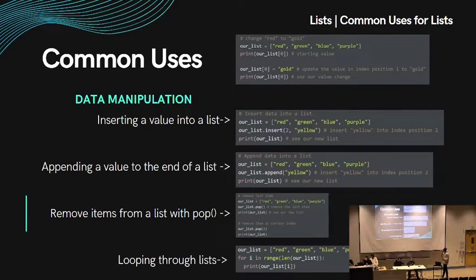Alright, so lists have a few different functions that are built in. There's also append. So append will add a value to the end of the list. There's an insert function where you can specify the index that you want to add something into. Then there's also a remove function, which is pop, and that will remove the last element of the list.